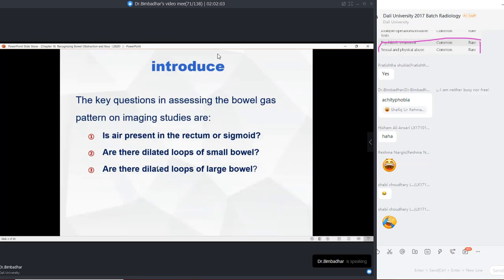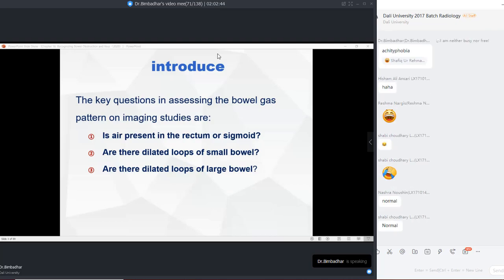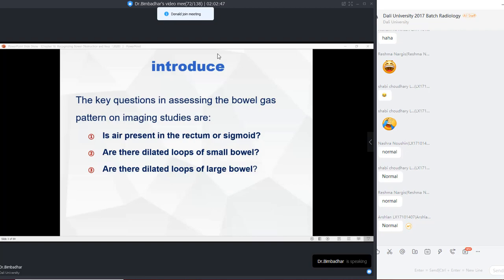Whenever you get an abdominal X-ray before you, you need to ask three very important questions. The first question is: is air present inside the rectum or the sigmoid? Let's try to understand each part of these questions and answer them. Air is present in the rectum or sigmoid. Is it normal or abnormal? Air should be present in the sigmoid colon and the rectum. Yes, that is normal. If the air is not present there, something is wrong. So the first question came out normal.